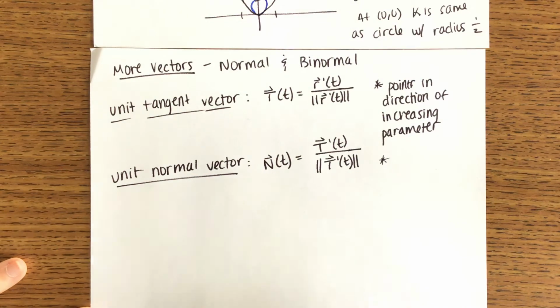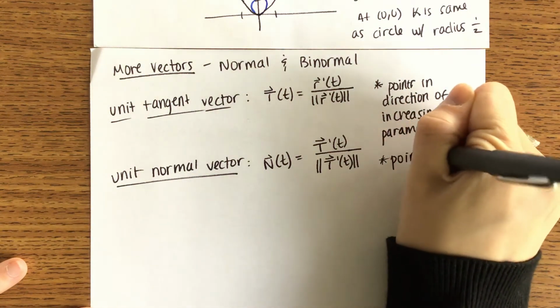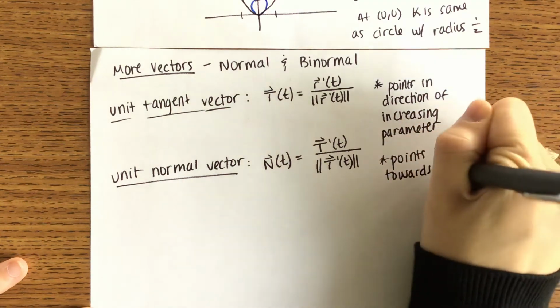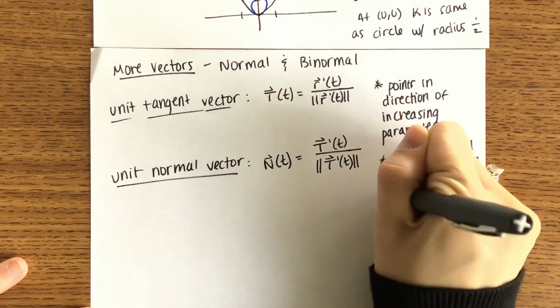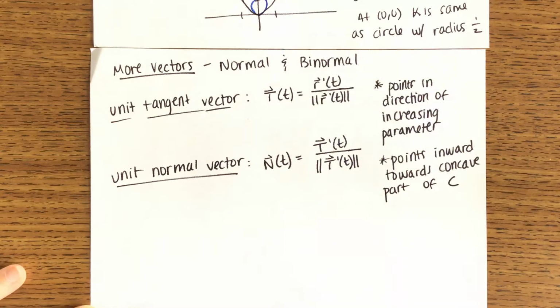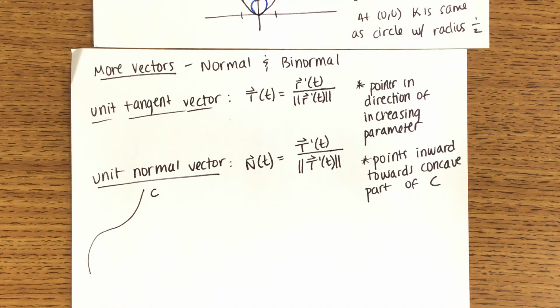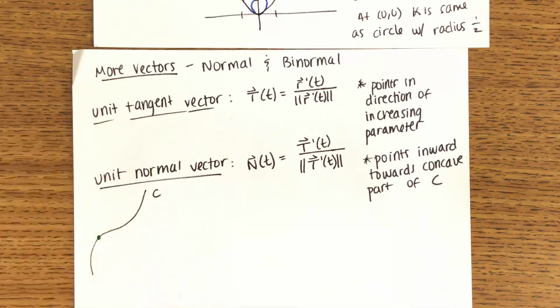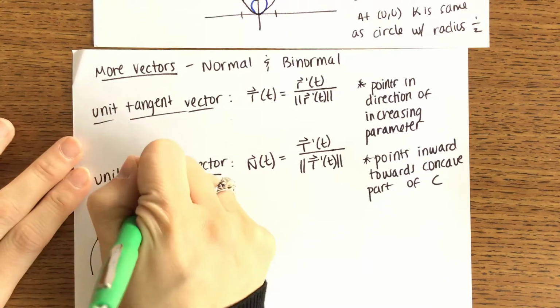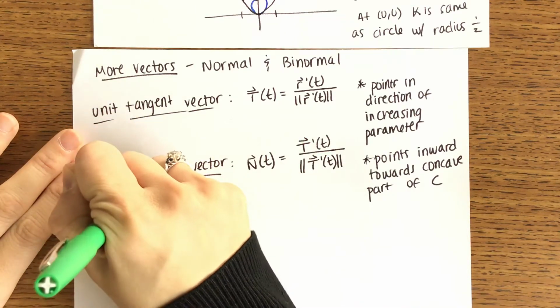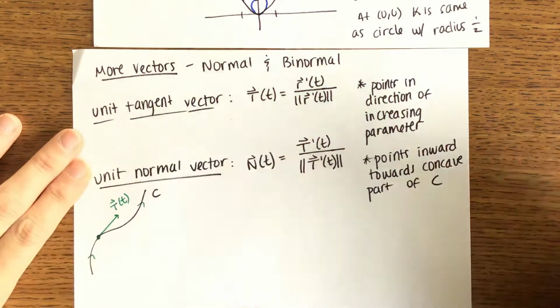Here's the importance of the unit normal vector. It points inward towards the concave part of C, C being your curve. So let's say that this is our curve C. Now let's say this is the point that we're looking at. So the unit tangent vector, let's say this is our orientation. Unit tangent vector is going to be tangent to the curve at that point, and it's going to point in the direction of increasing parameter. So this would be the unit tangent vector.